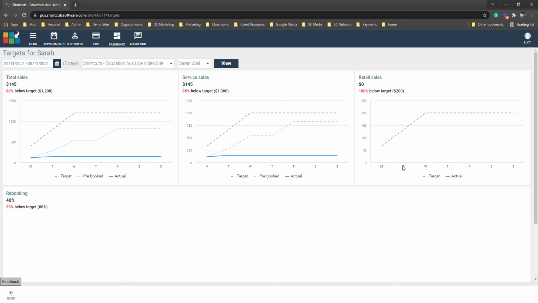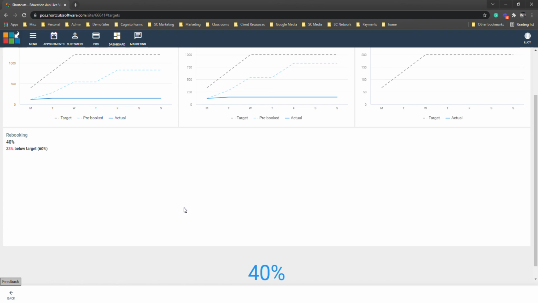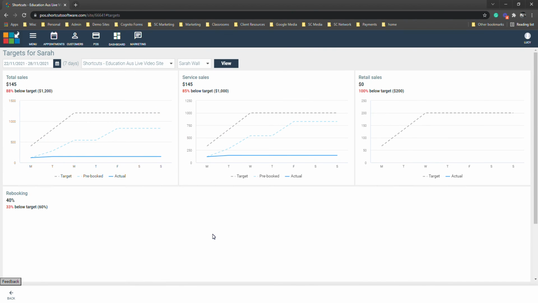Retail sales, she has none at the moment. So a little bit of way to go there as well, which means that we do have quite a gap between our target and predicted sales for the week. Now down below, rebooking for Sarah is at 40%. So she is a little bit below her target of 60% as well. So again, she can see how she's going for the week in terms of her rebooking as well.